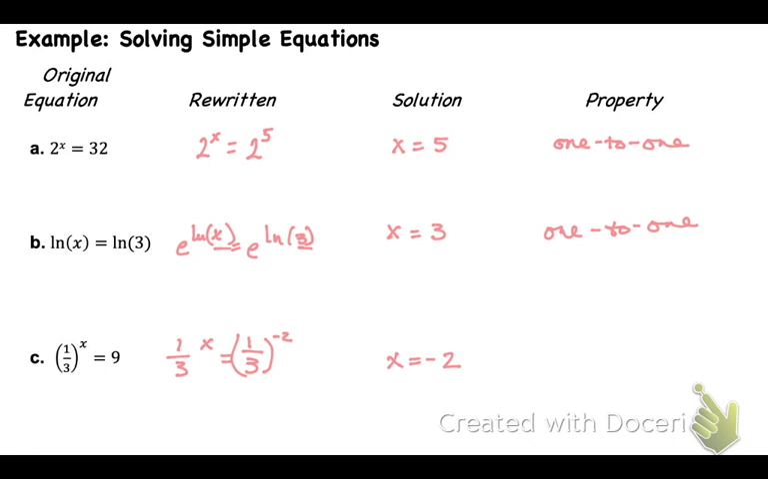I personally would do this: 3 to the negative x equals 3 to the 2, 3 squared. That's how I would do that. So I would get negative x equals 2, so x would still equal negative 2. Does it matter how I do it? No.